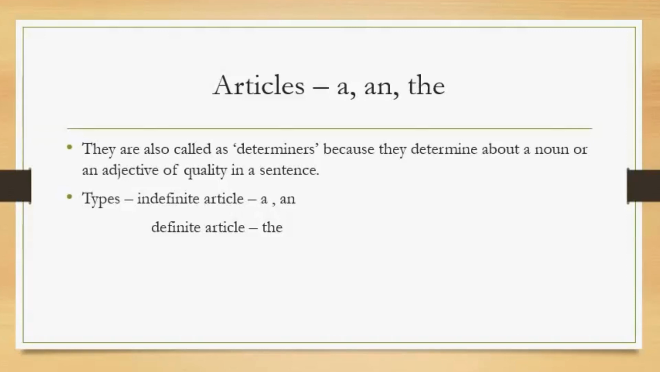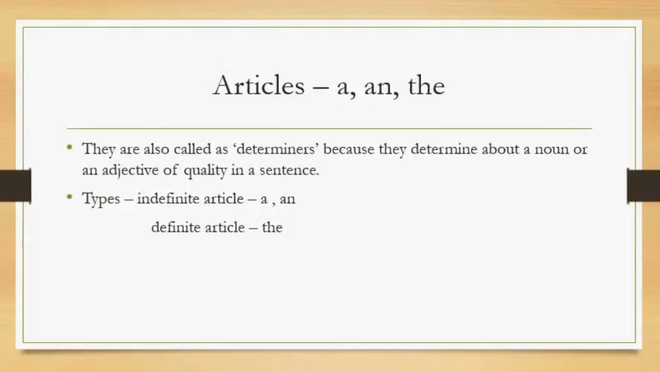There are two types of articles. One is indefinite article and the other is definite article. The indefinite articles are a and an. When we are not sure about what or whom we are talking, if we are talking about an unknown thing, we use indefinite article. When we are not definite, we use a or an.